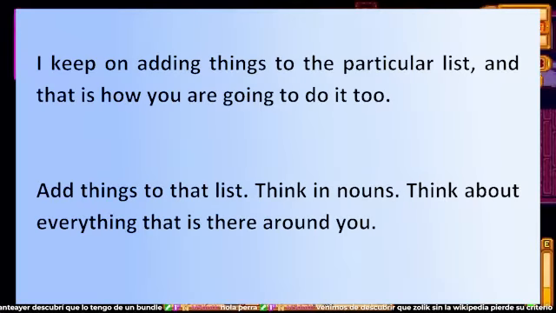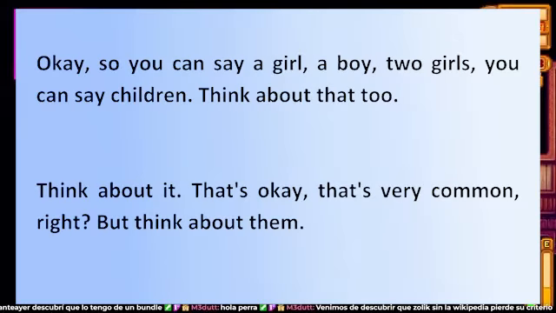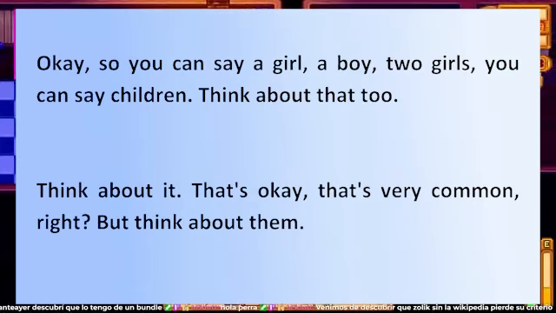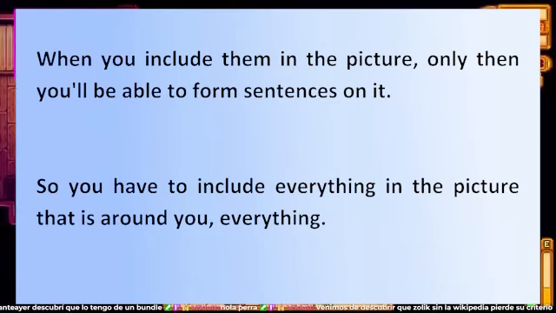I keep on adding things to the particular list, and that is how you are going to do it too. Add things to that list. Think in nouns. Think about everything that is there around you. Okay, so you can say a girl, a boy, 2 girls. You can say children. Think about that too. That's very common, right? But think about them. When you include them in the picture, only then you'll be able to form sentences on it. So you have to include everything in the picture that is around you, everything.